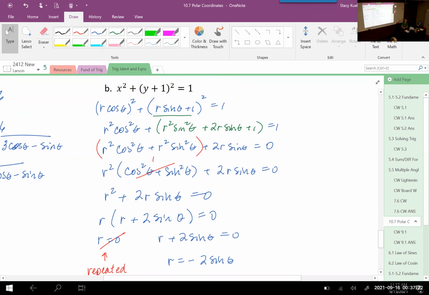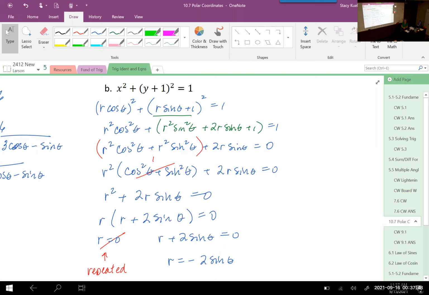Does anybody know what the original rectangular equation is? What is that function that we started with? Does anybody know? x squared plus y plus 1 squared. It's a circle. Yeah, it should be a circle. x squared plus y squared equals r squared is a circle.